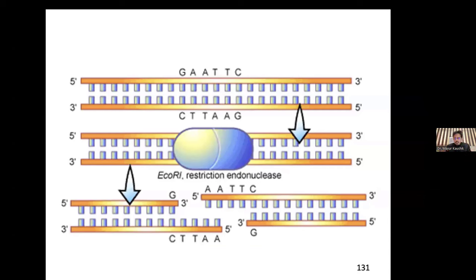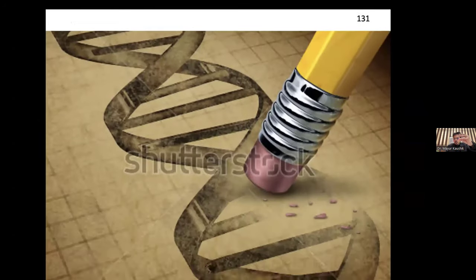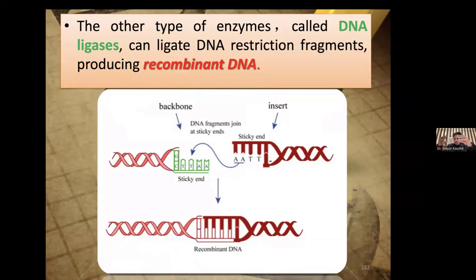In the case of recombinant DNA technology, we use two enzymes instead of one. One for cutting, one for joining. So restriction endonuclease is the first enzyme by which you cut a DNA into two parts. And then you use another enzyme known as DNA ligase. What we do is we combine another DNA with this DNA. This is known as recombinant DNA technology.